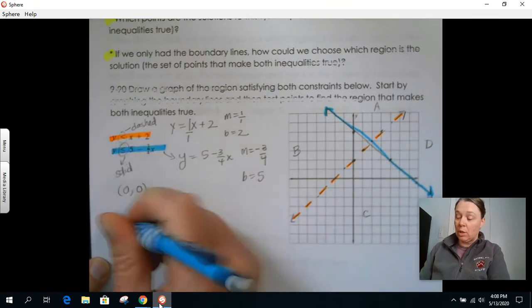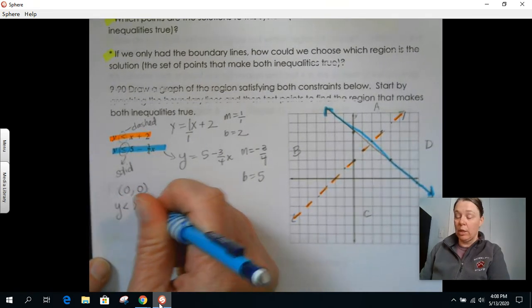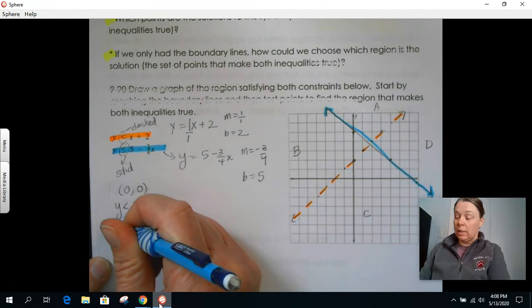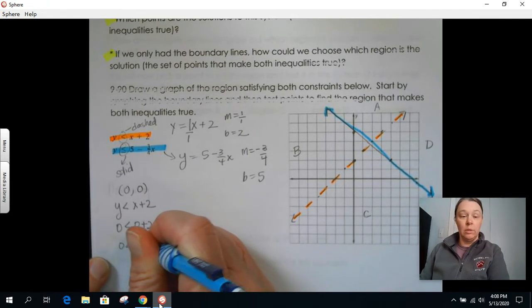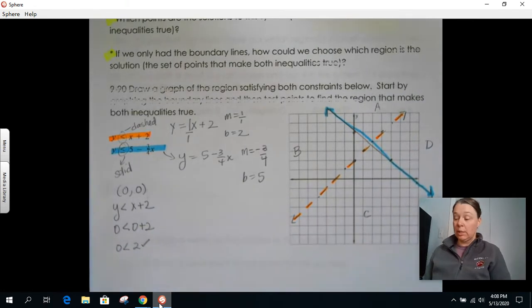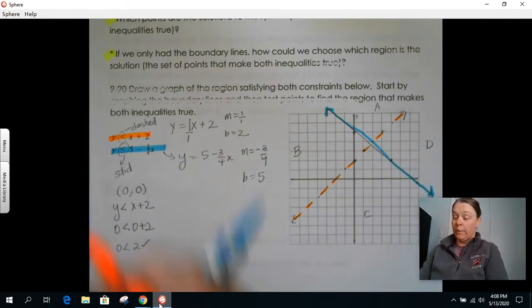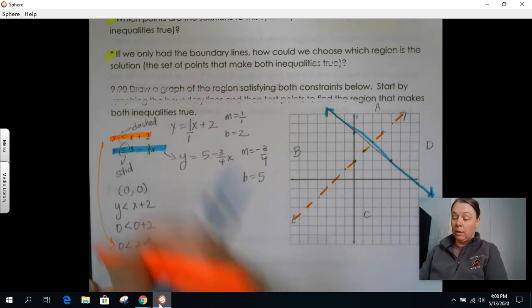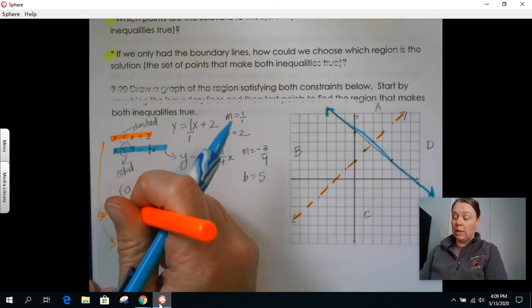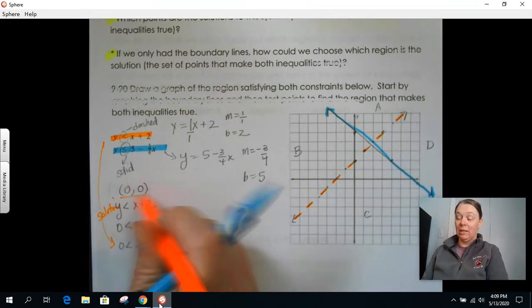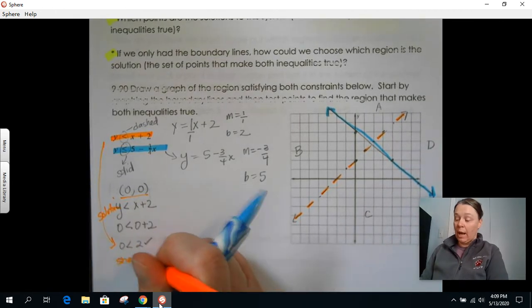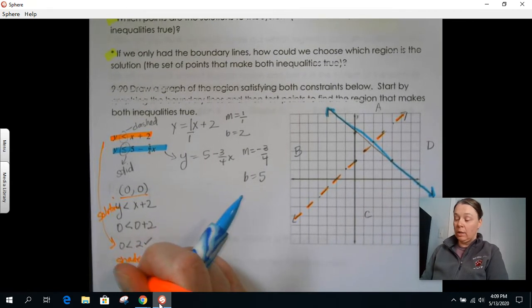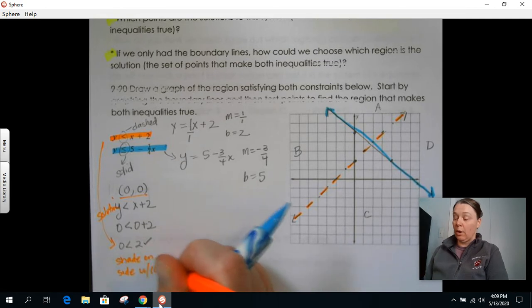First, I'm going to put it into the y is less than x plus 2 and check and see if it's true or not. 0 is less than 0 plus 2. Is 0 less than 2? It is. Okay, so this is a solution to this one. Because I want to shade on the side with the 0, 0. So that means shade on the side with the point 0, 0.